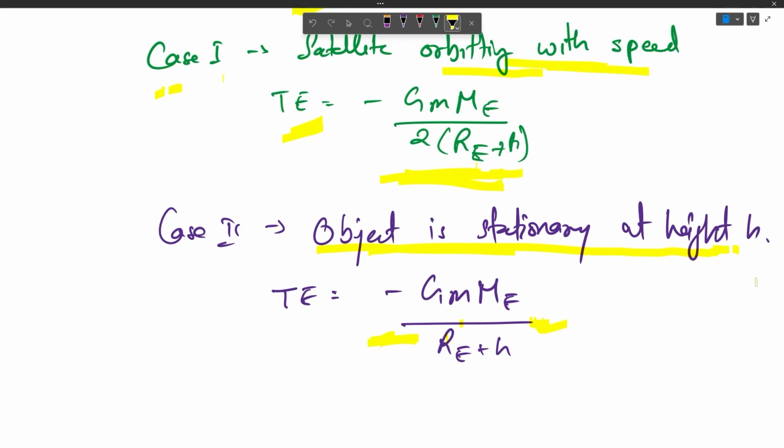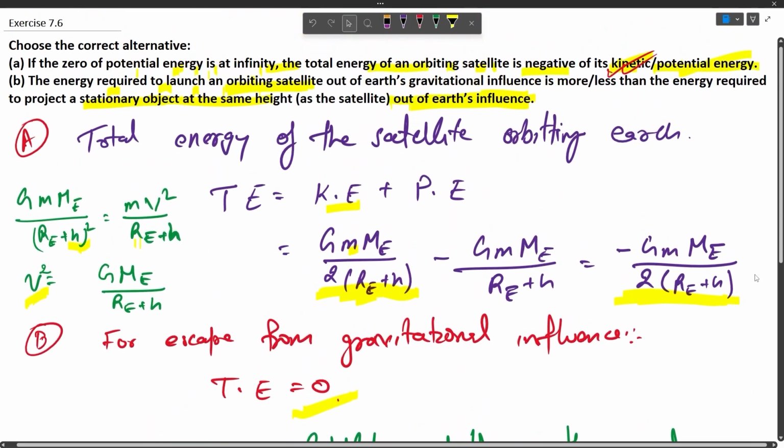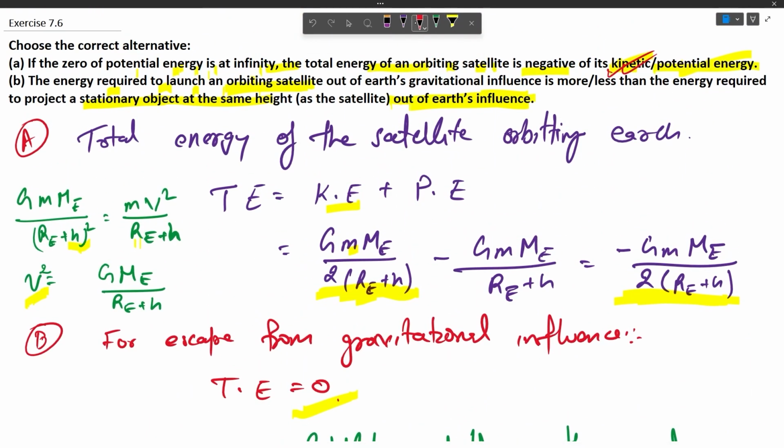So we can say that in case 2, the energy required will be more, because it is more negative as compared to the first one, or the object which is stationary at height h requires more energy as compared to the satellite which is orbiting with some speed. So we can answer this question now: the energy required to launch an orbiting satellite out of Earth's gravitational influence is less than the energy required to project a stationary object at the same height out of Earth's influence.